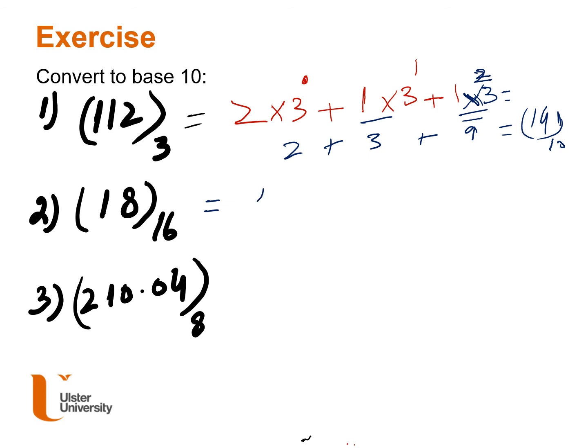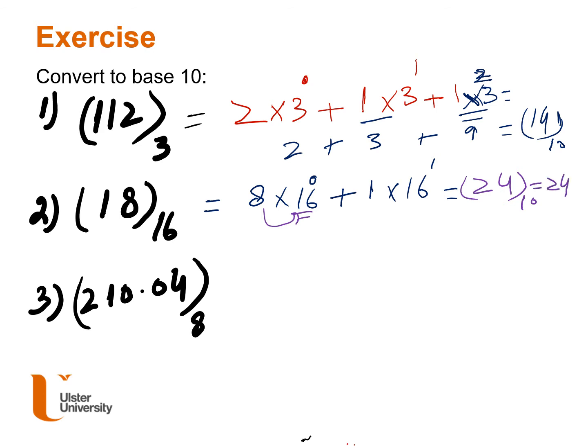Next question, 18 base 16. So what we're going to do: 8 multiplied by 16 to the power 0, because 8 is in the unit position, plus 1 is in the tens position, 16 to the power 1. Once we simplify, 16 to the power 0 is 1, 8 multiplied by 1 is 8, plus 16, it will be 24 in base 10. Normally with the decimal number system we do not write the base, so if we write 24, it's understood to be in base 10.